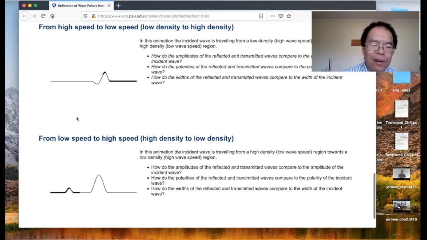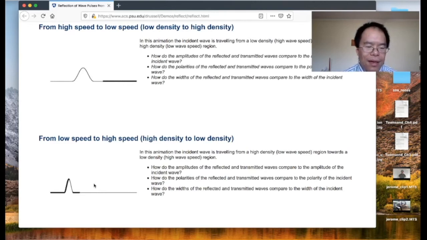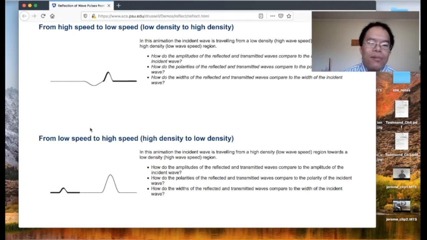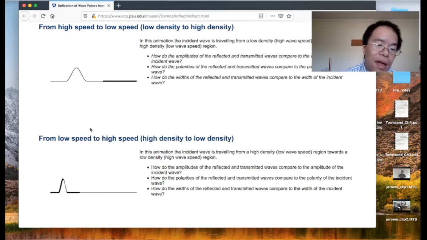One difference you might notice is that the reflected pulse gets inverted in this case, and doesn't in this case when we're going from high density to lower density. You can actually calculate exactly how this happens using very similar techniques involving applying a boundary condition, as we'll talk about in class on Friday.